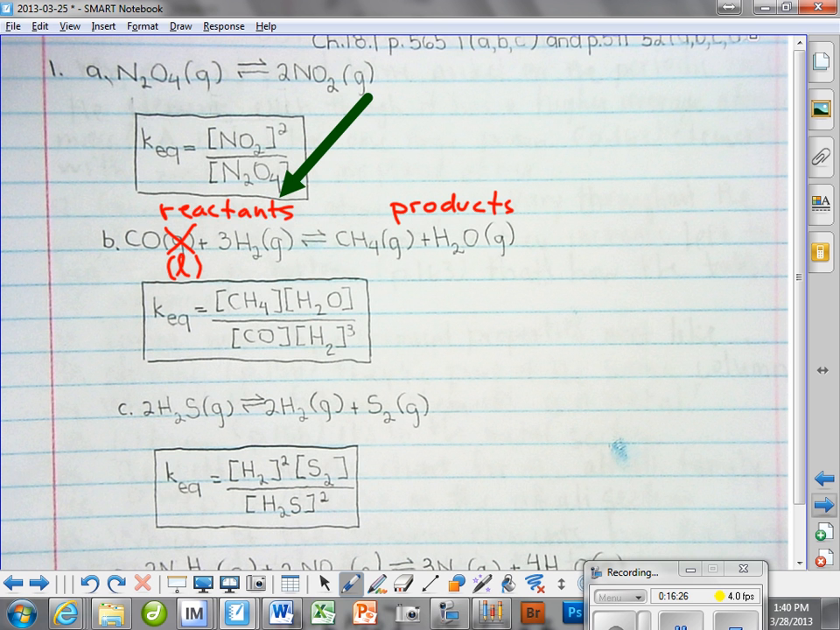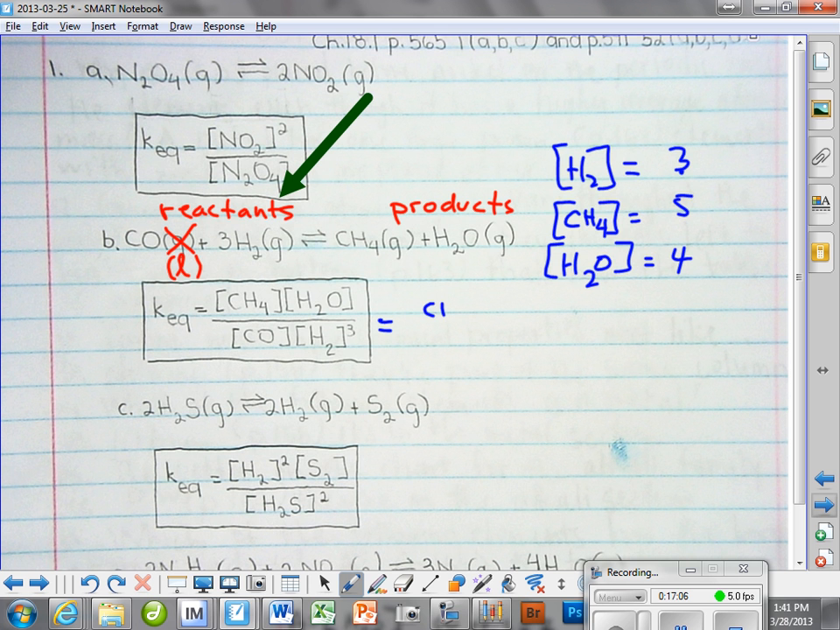Let's say that the H2 concentration is equal to 3. CH4 concentration is equal to 5. And water concentration is equal to 7. Now let's make it 4. Now here's the equilibrium constant. This guy's a liquid. What do we do with him?